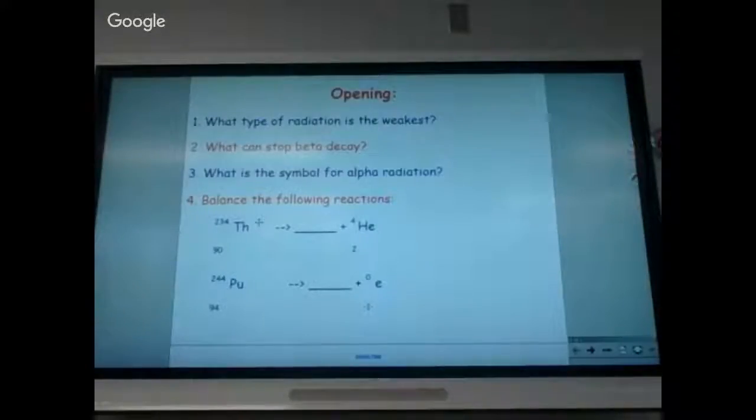We talk about it now? All right, so if I ask you about number one, what type of radiation can we use? Alpha. What can stop beta decay? Aluminum foil. What's the symbol for alpha radiation?